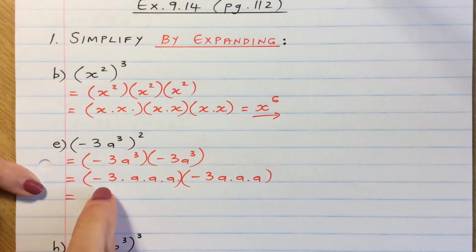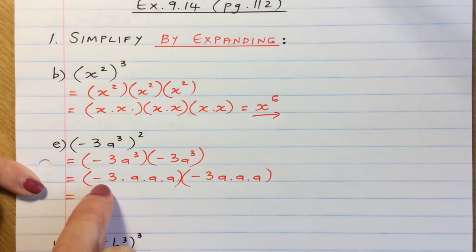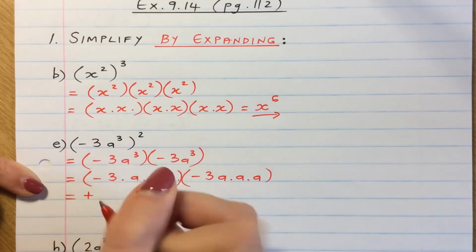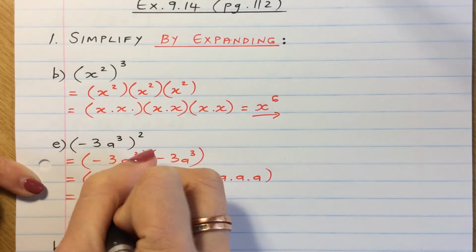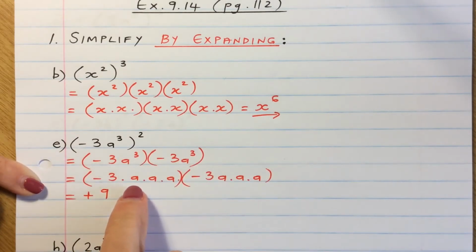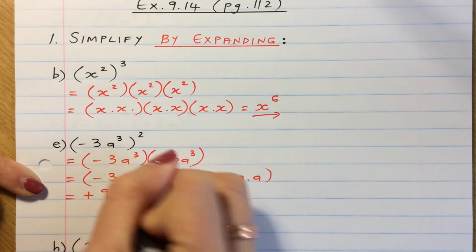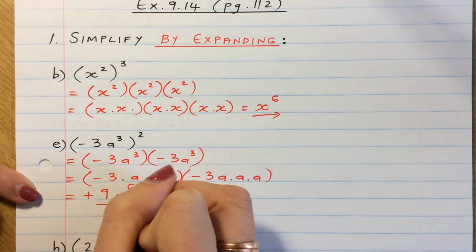Okay, now these coefficients, the negative 3's, the numbers in front of your variables, I can multiply those because brackets mean multiply. So negative times a negative is a positive. You don't have to write it there, but I'm going to. 3 times 3 gives me 9. And then I count up my a's. I've got 1, 2, 3, 4, 5, 6 of them. So my answer is a to the power of 6. Okay, everybody happy with that?